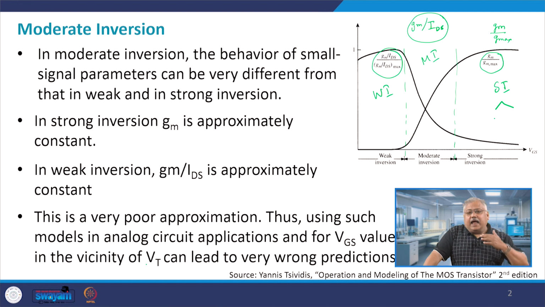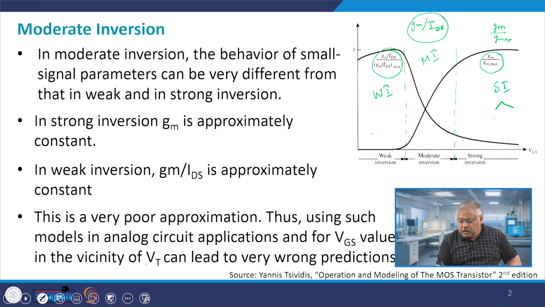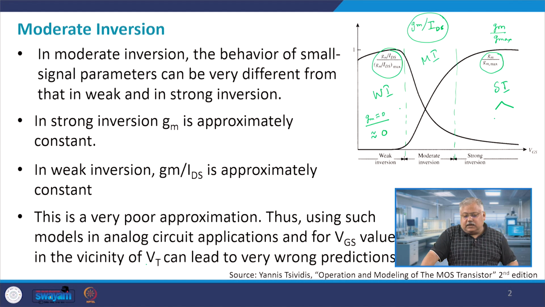It implies that at weak inversion, GM by GM max is approximately equal to 0, which effectively means that your GM, the transconductance, is very close to 0, and that is expected. So, you see this figure is almost going towards 0, and that is the reason it is almost flat. Even in the weak inversion, since you are not having any extra charge carriers available, your transconductance does not show a change, and that is the reason it is almost constant.